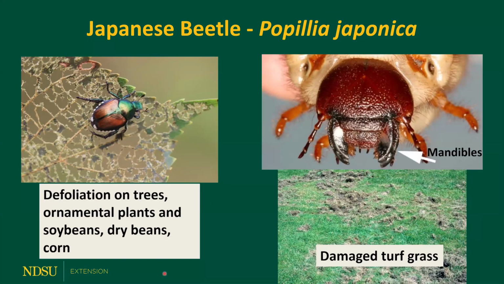The adult causes defoliation on many of the trees that we grow: oaks, holly, poplar, ash, and also ornamental plants. They just love roses. On our crops, it's been a problem in soybean, dry beans, and corn in other states that have higher populations than we do. Now, the larva is mainly a pest of turf and grass. They have large mandibles, as you can see, that can chew the roots and clip them off, killing the turf. It's especially a notorious pest on golf courses.